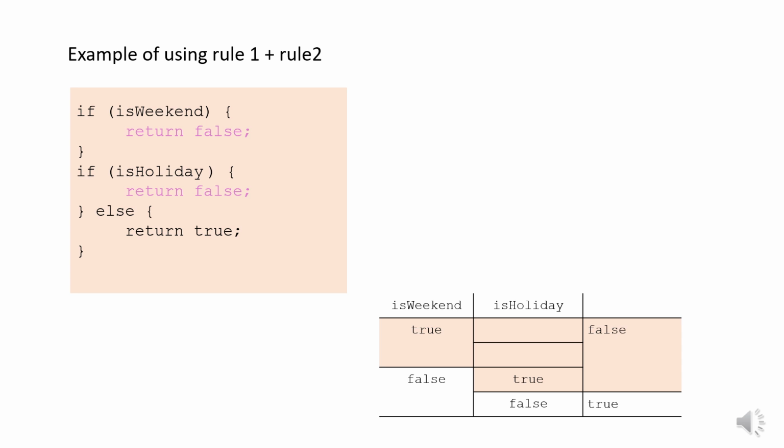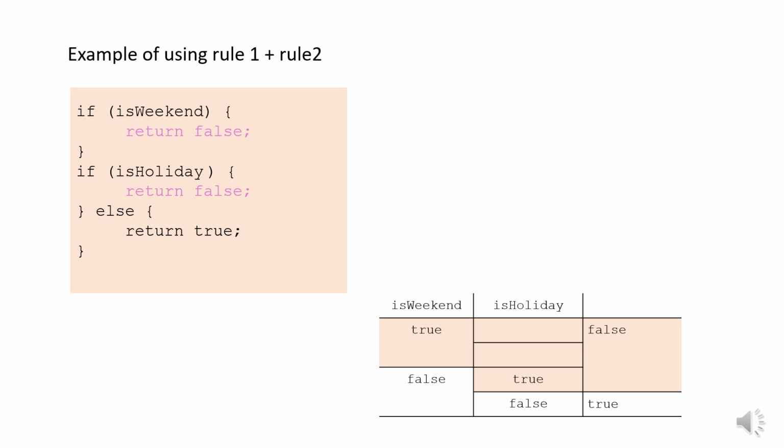However, when is weekend is false, then the program checks the next condition, which is holiday. When this condition is true, again, it enters the body, hits the return, and returns false. However, when this condition is also false, it moves to the else part and it returns true.